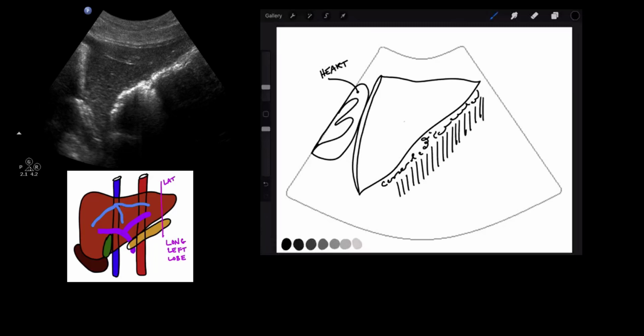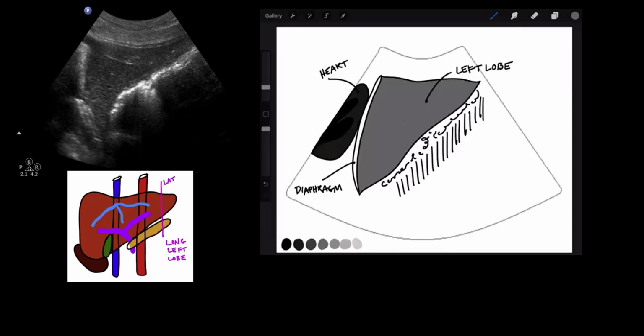Again, we have the heart at the superior portion. Moving inferior, we have the diaphragm. And then we are seeing the left lobe of the liver in the lateral view. Over on this corner of the body, it's not uncommon for us to have some bowel in the area, especially since the stomach and part of the colon and part of the small intestine reside in this area.